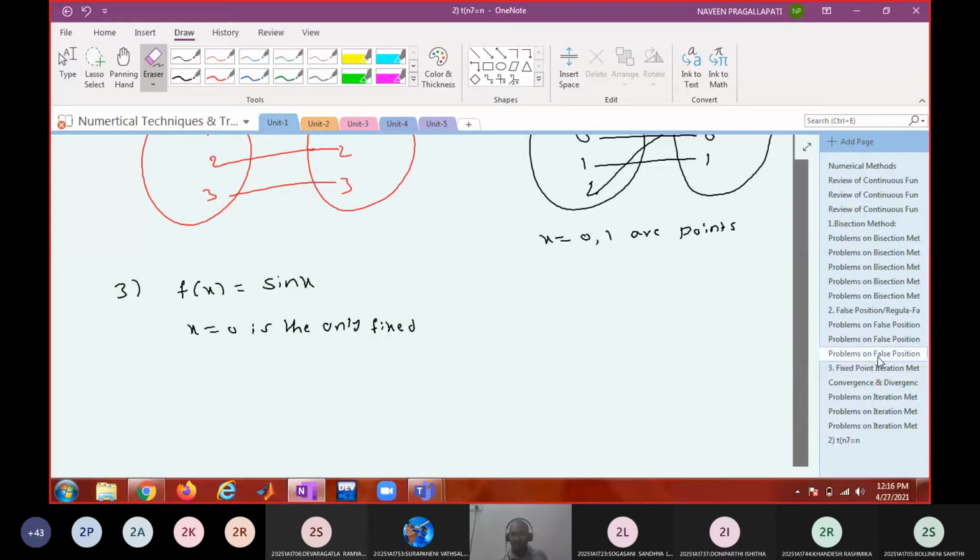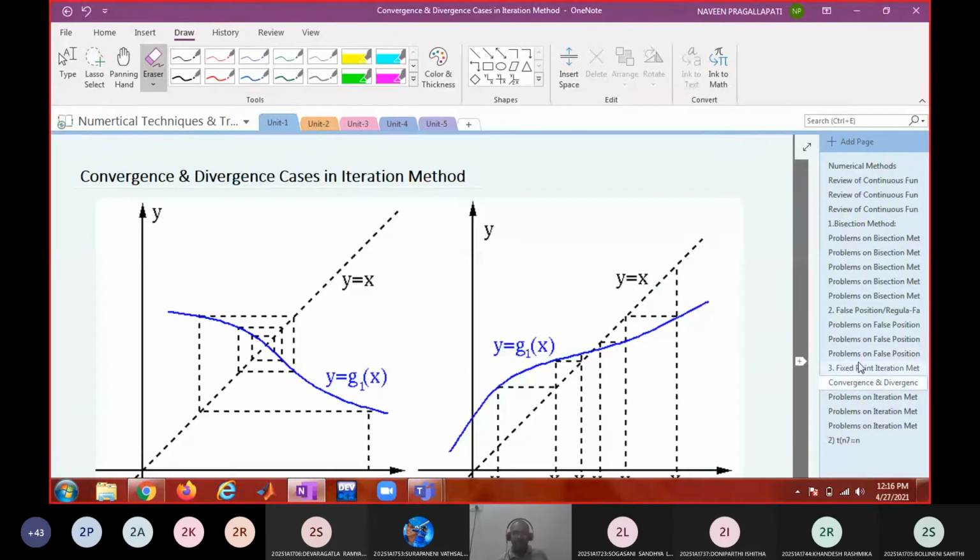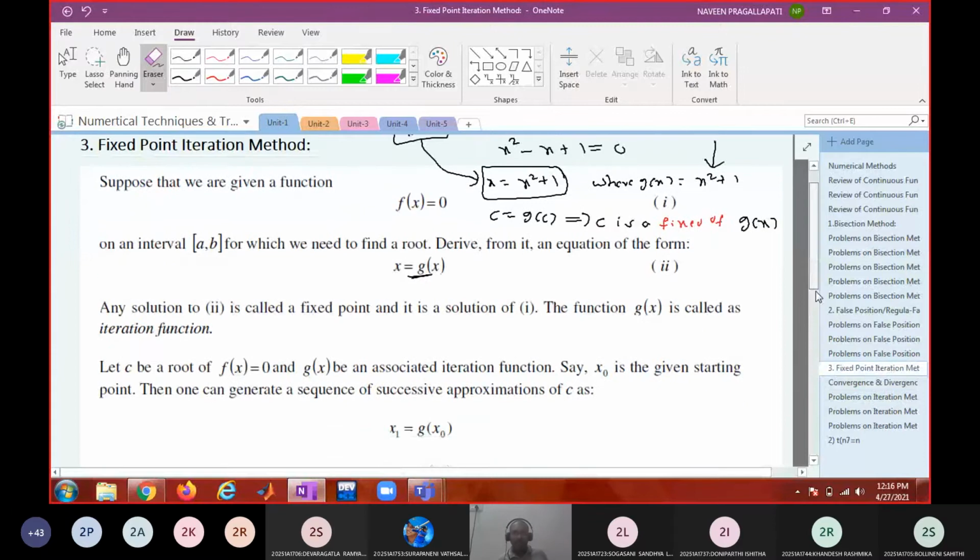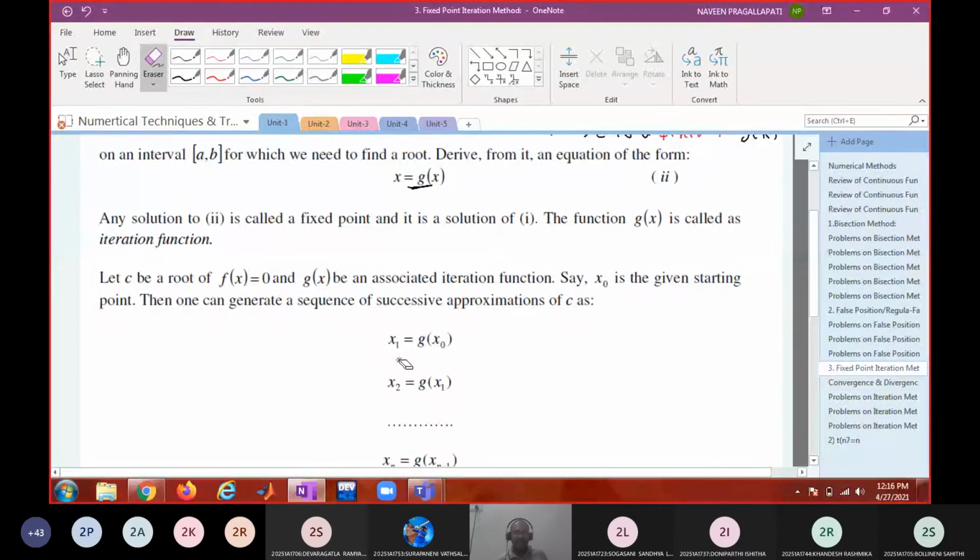But for that, what do we do? We create a sequence like this. You take x0 as an initial approximation. Let us say C is the fixed point, somewhere here. You start with some initial approximation C0, x0. What you do, you substitute this x0 in the function g. You will get some value, no? That value you call x1.